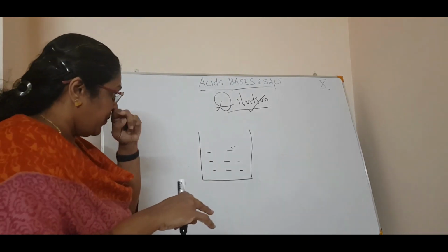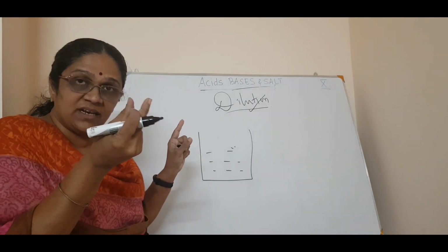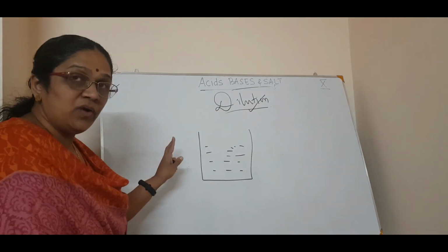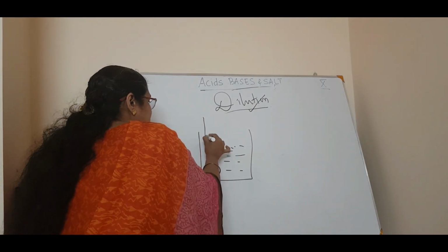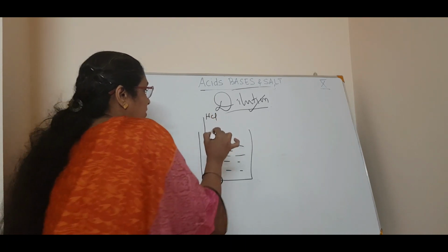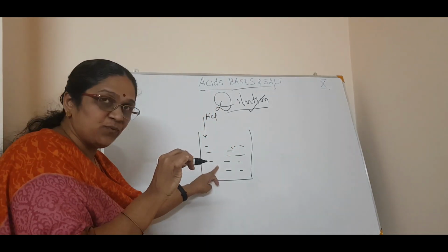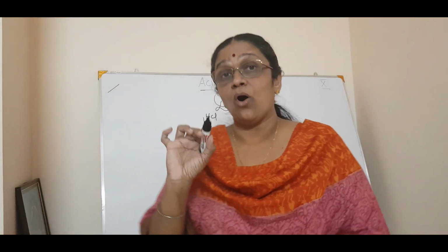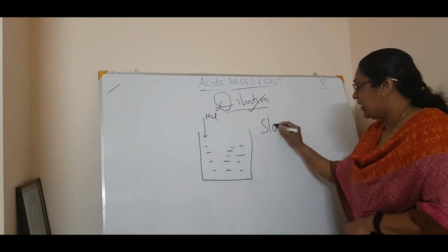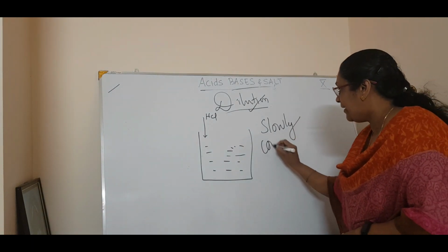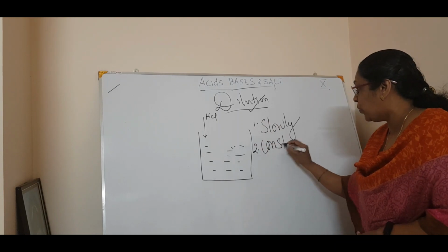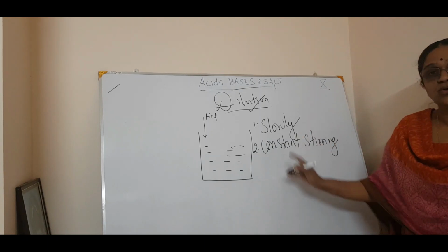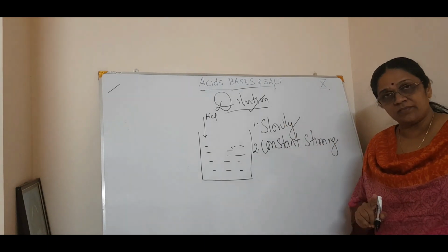Now, what you have to do is take the concentrated HCl and the beaker having water. Then you slowly pour the HCl into this water with constant stirring. There are two value points: slowly, as well as constant stirring.